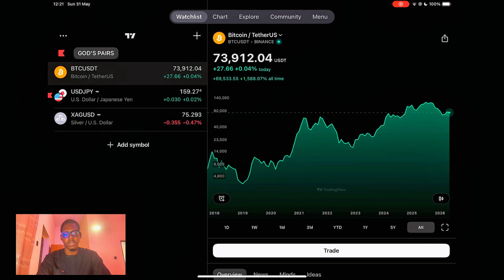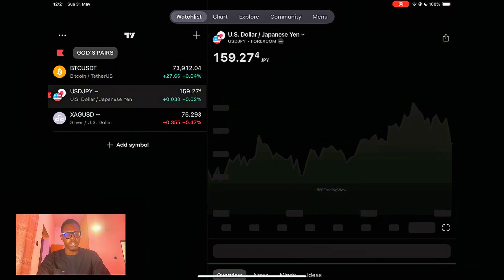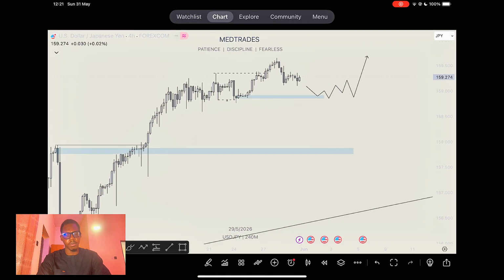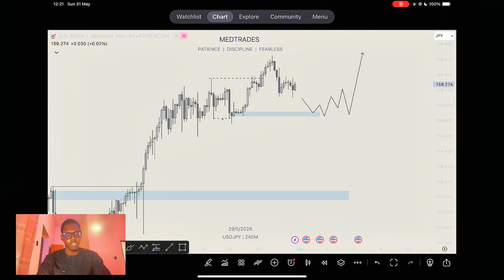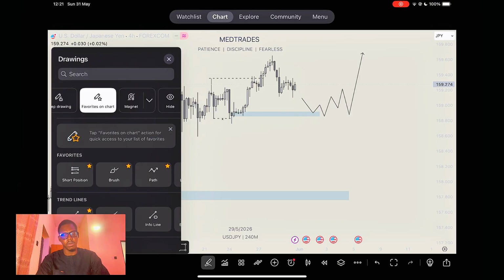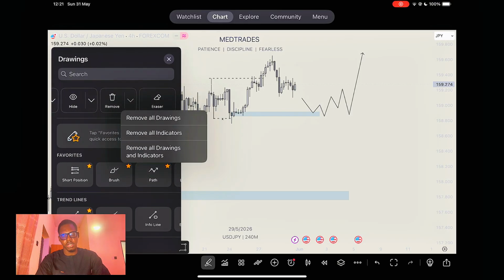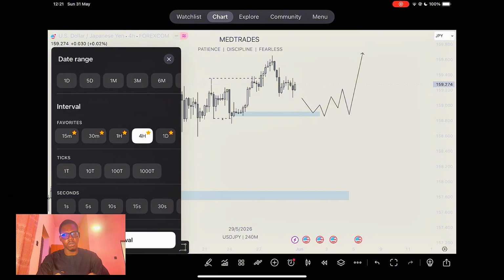So moving over to USDJPY. On USDJPY, you can see here I'm clearly bullish on USDJPY, right? So let me explain why I'm actually bullish here on USDJPY. So let's take this out. Okay, let's go to the daily time frame. I'm just going to explain this to you.